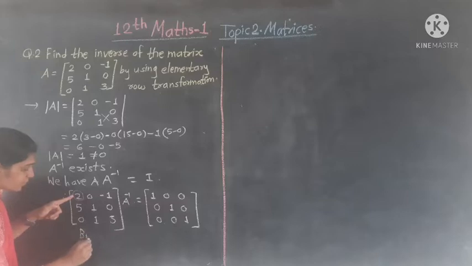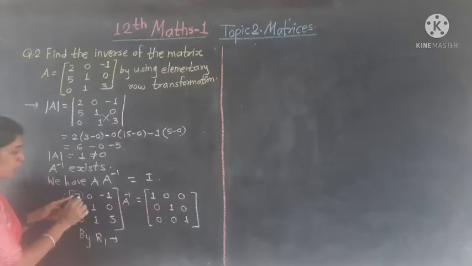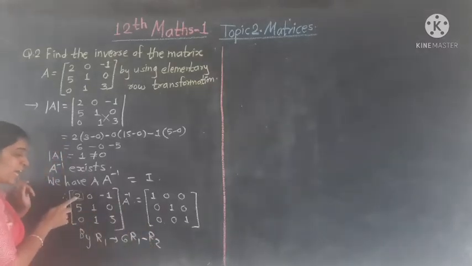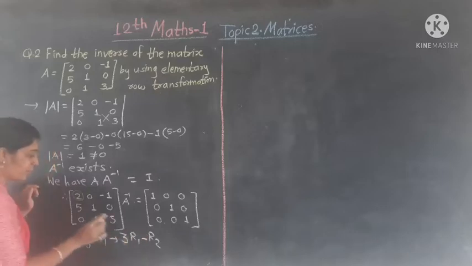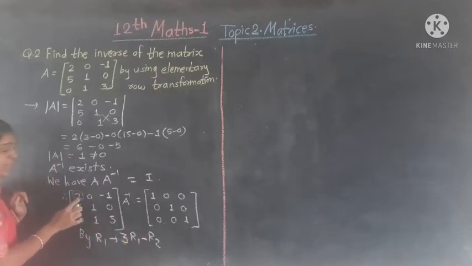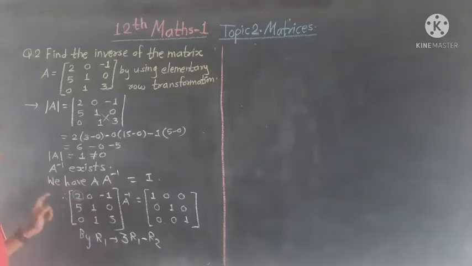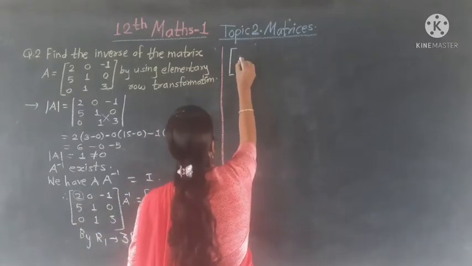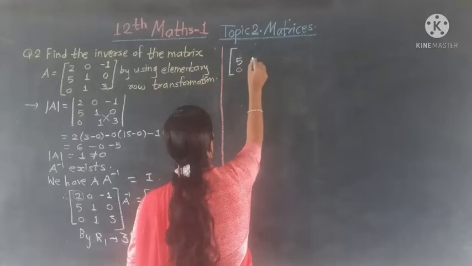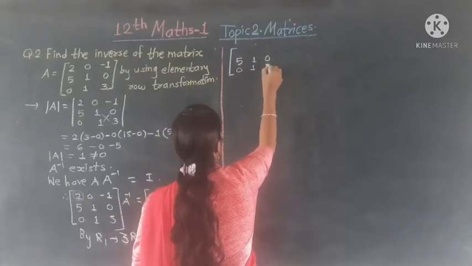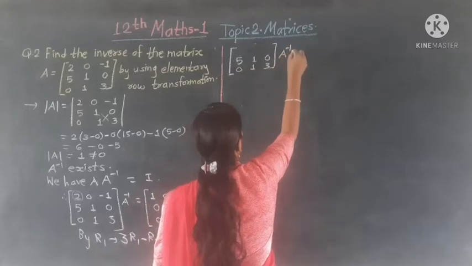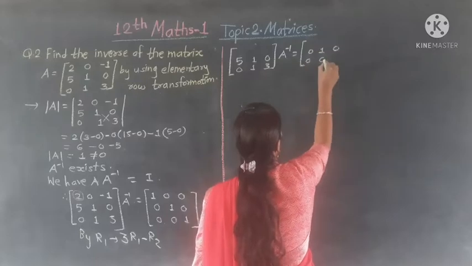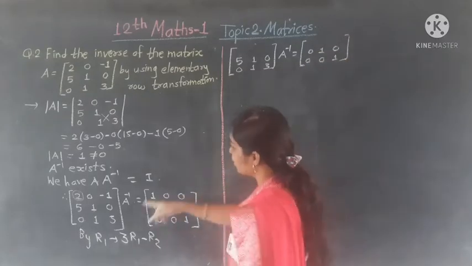For making this, R1 changes to what? What is the change in R1? 3 R1 minus R2. See, 3 twos are 6, sorry, 3 R1, 3 twos are 6 minus 5 gives 1, right? That means multiply this by 3 and subtract from R2. So what happens? See there is change in R1. So remaining two columns as it is: 5 0 1 1 0 3, as it is, into A inverse is equal to 0 1 0 0 0 1 as it is, because there is change in R1.